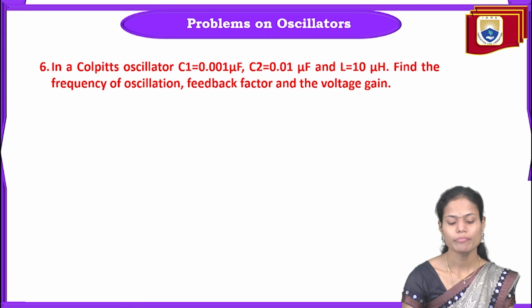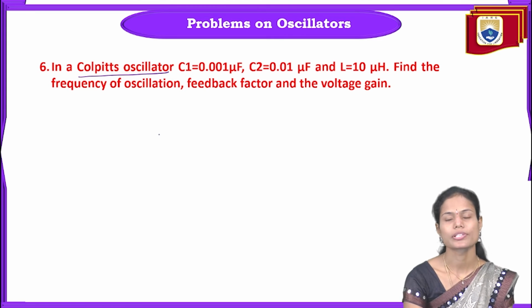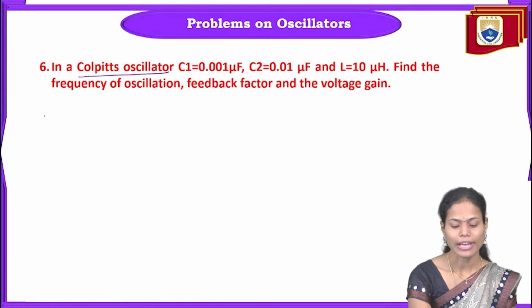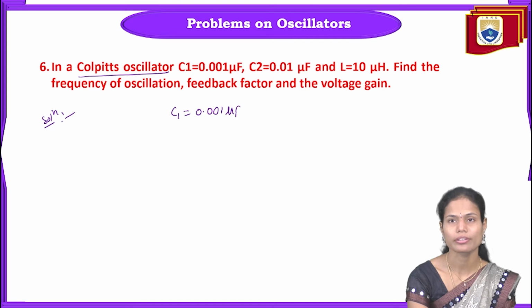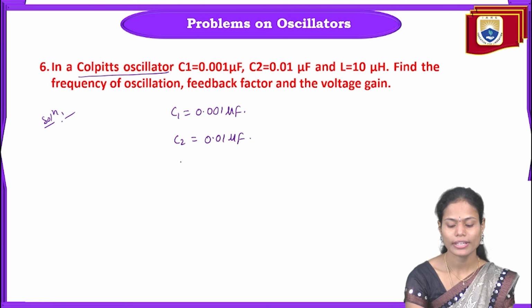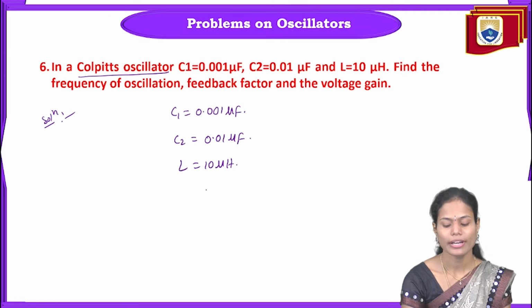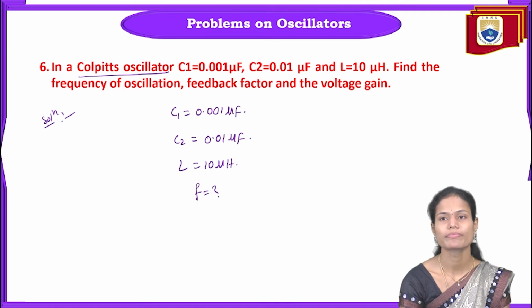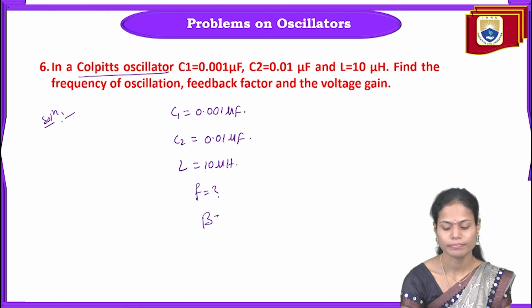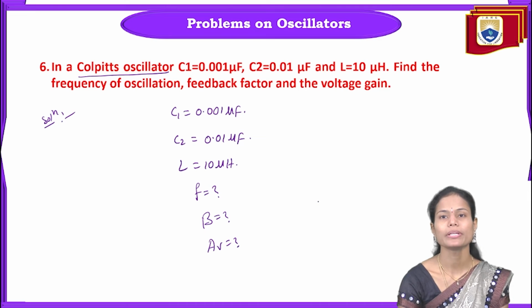Well, coming to the next problem, it is also a Colpitts oscillator. I'm writing the given values: the capacitance C1 is 0.001 microfarads and the C2 capacitance is given as 0.01 microfarads and the inductance value is given as 10 microhenries. In this, find the frequency of oscillation as well as feedback factor beta as well as voltage gain of the Colpitts oscillator.